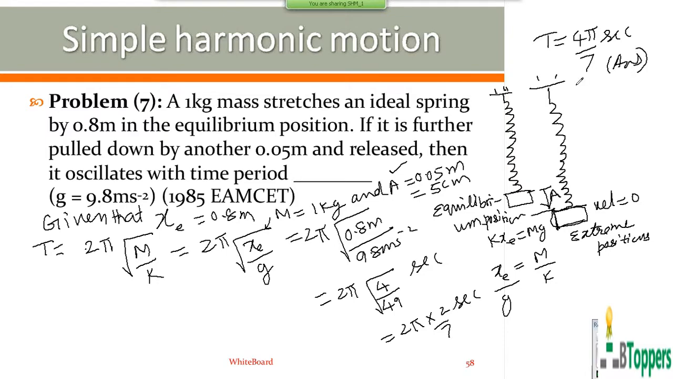Those who want to copy the solution of the problem can take a pause and copy it. This problem was originally given in the 1985 MCET exam, long back. It's a common exam for both medical and engineering entrance. The multiple choices I have not given here, but one of the options, the correct answer, is given as 4 pi by 7 seconds.